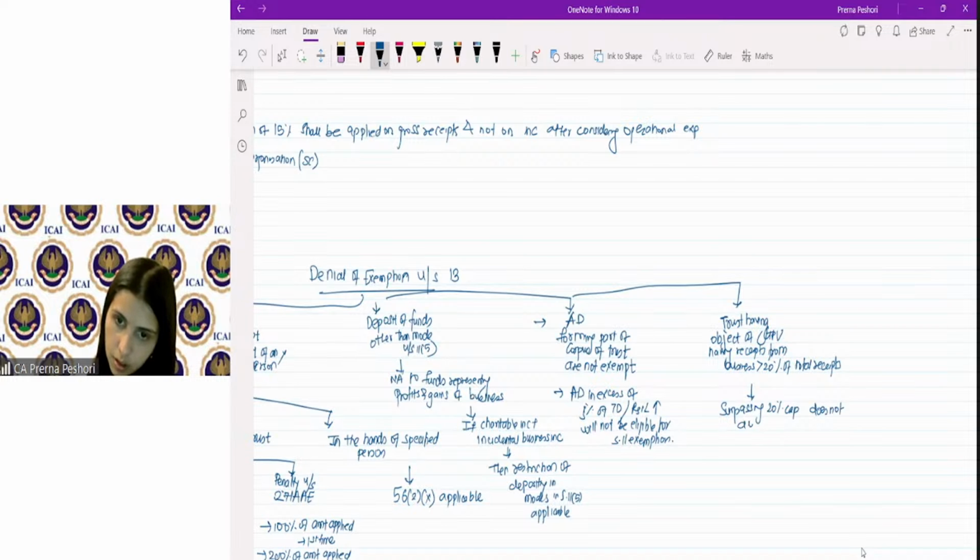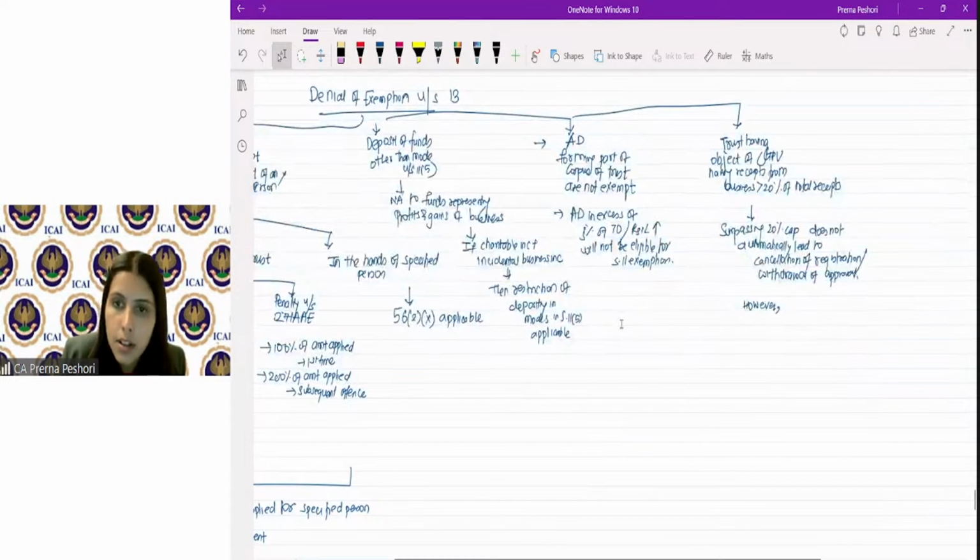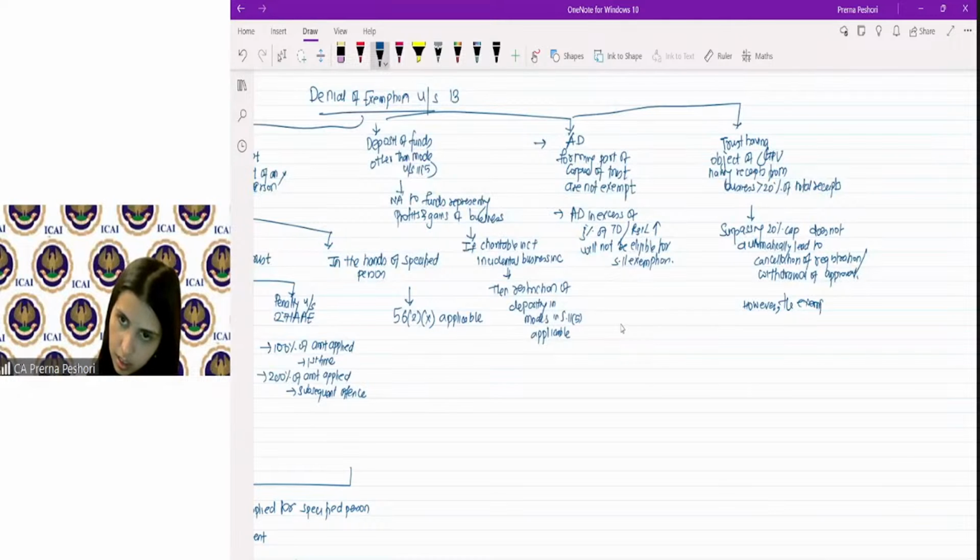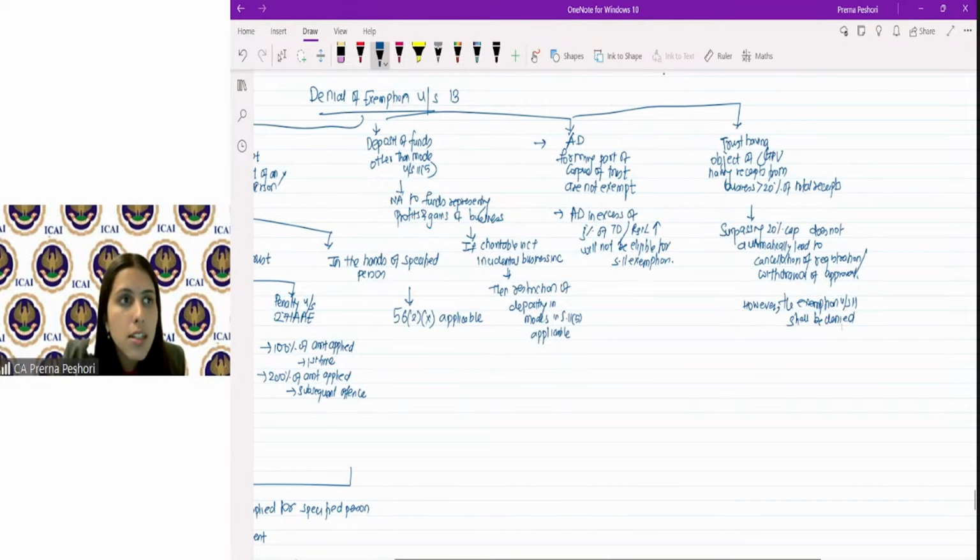does not automatically lead to cancellation of registration or withdrawal of approval. However, the exemption shall be denied under Section 11. So you will not get the exemption under Section 11, but it does not mean that you will also have the registration getting revoked. That is not going to be the case.